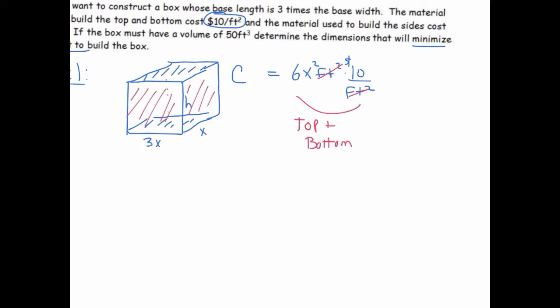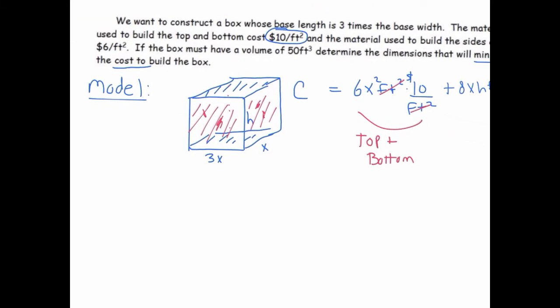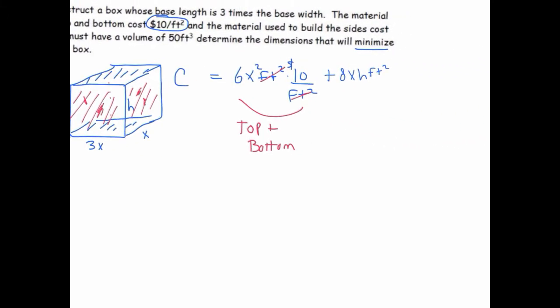And then again, it's $6 per square foot, so we're going to be multiplying that by $6 per square foot, and those cancel. And so that gives me the sides. And so then my cost function, multiplied out, is going to be 60x squared plus 48xh.